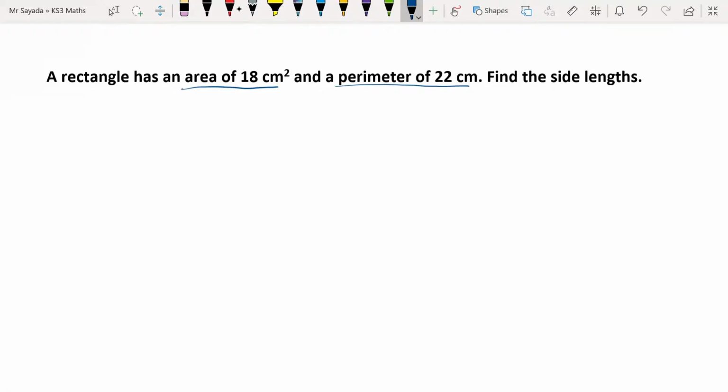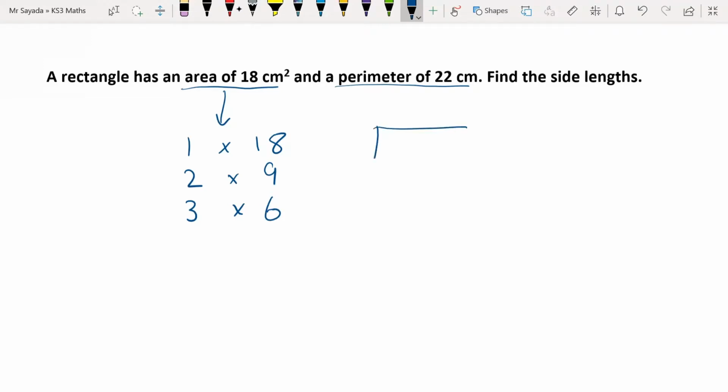So I'm going to find out all the factors of 18 in pairs. So I've got 1 and 18, I've got 2 and 9, I've got 3 and 6, 4 doesn't go into 18 and neither does 5. So those are my possibilities. And now all I need to do is find which of those rectangles would actually give me a perimeter of 22. So I'm going to think about them.